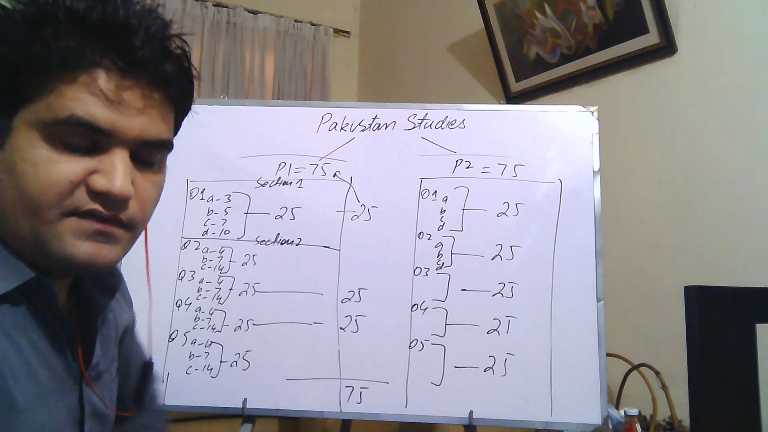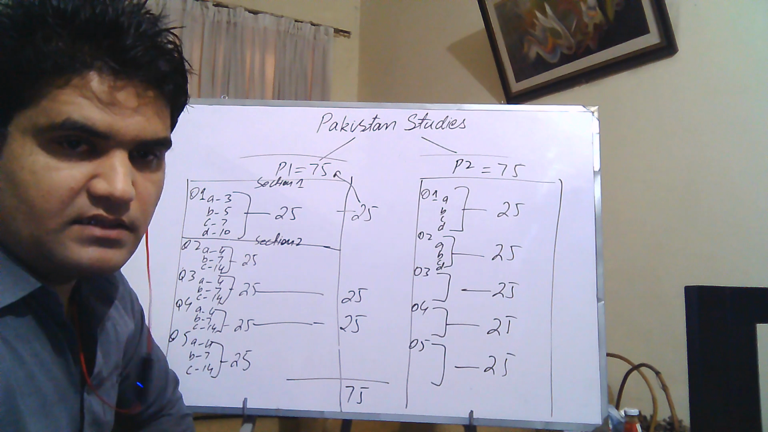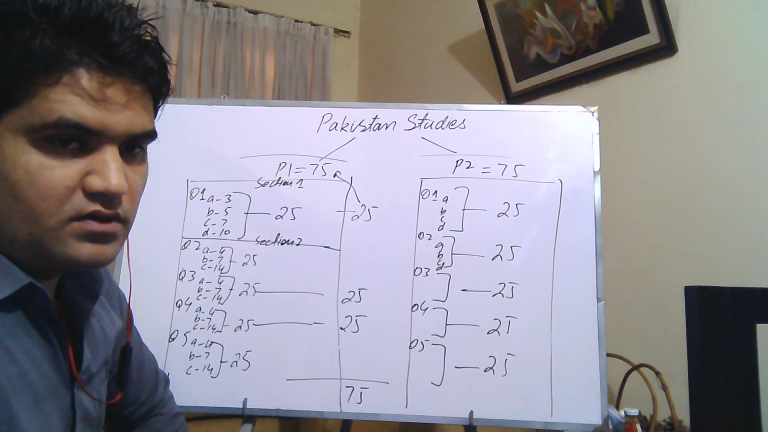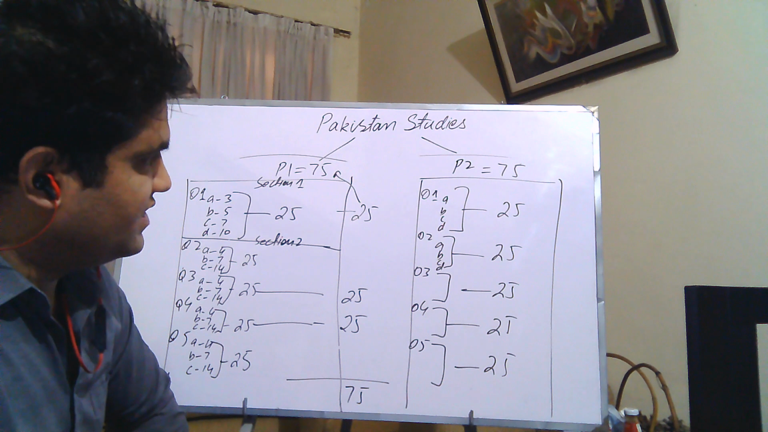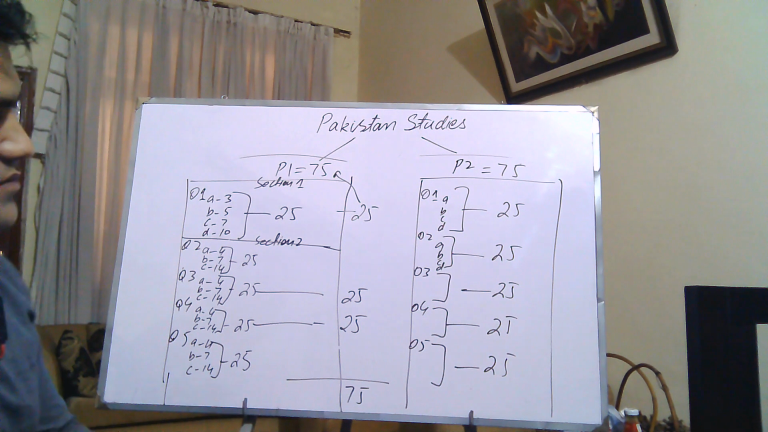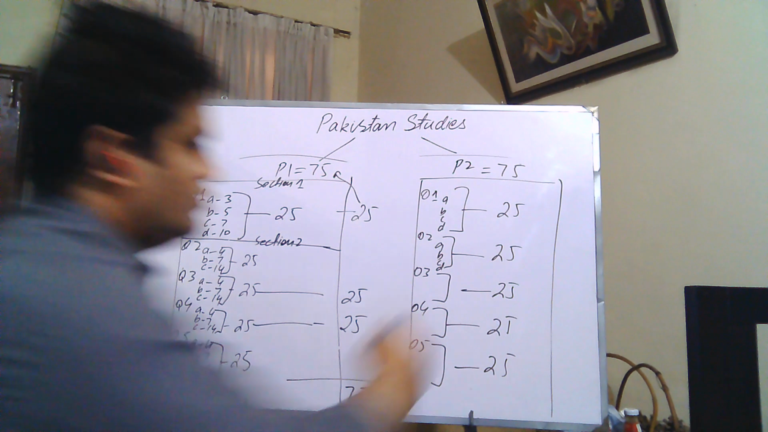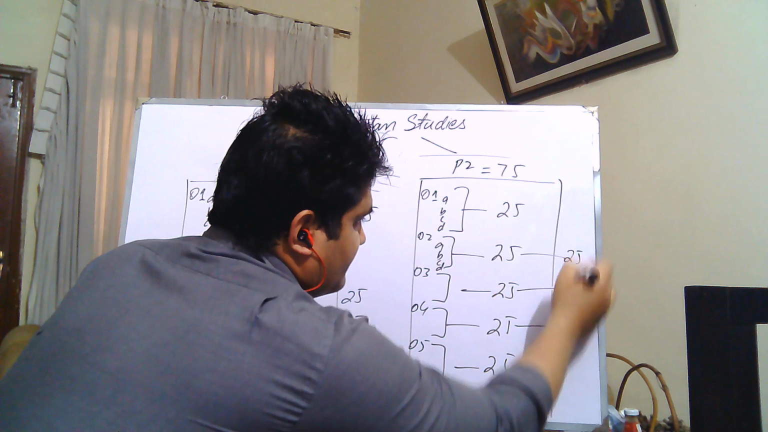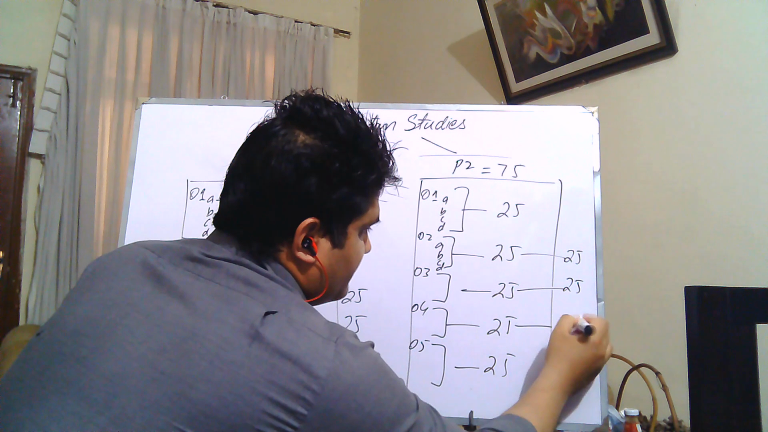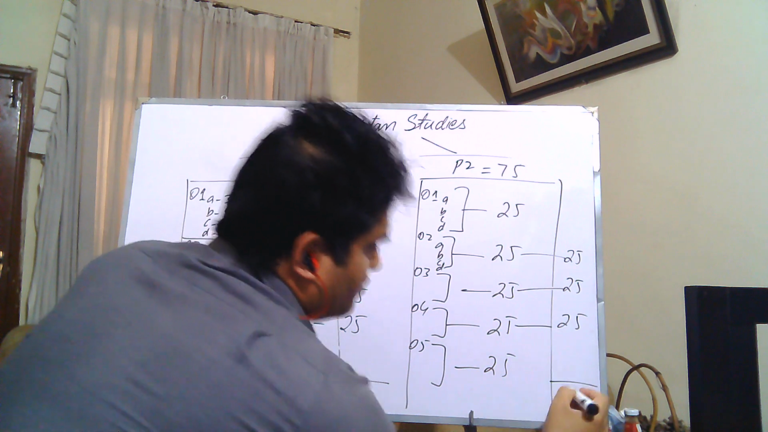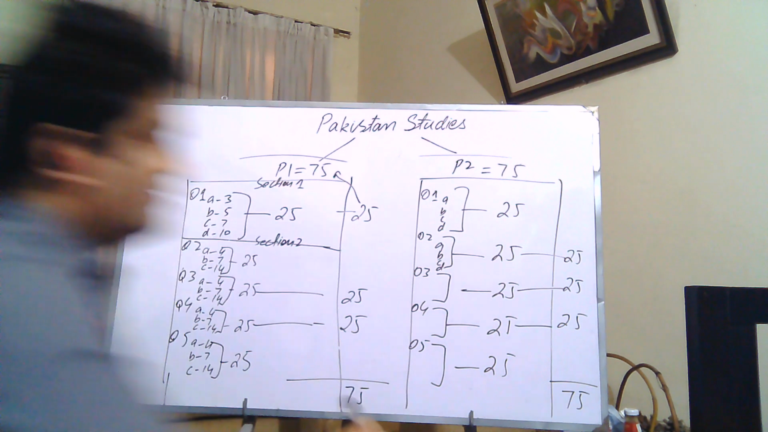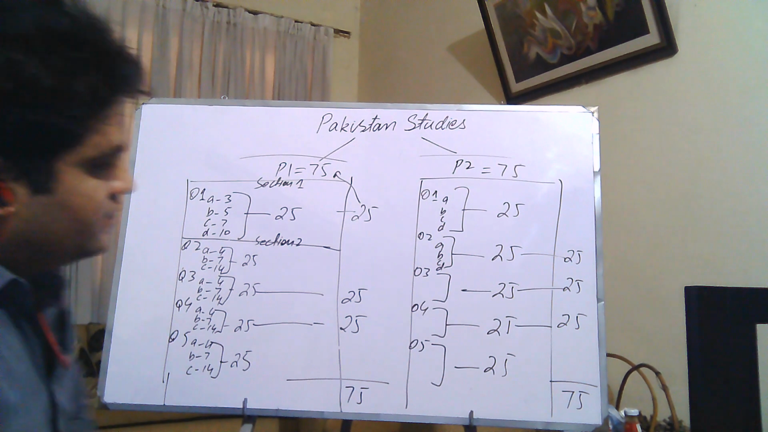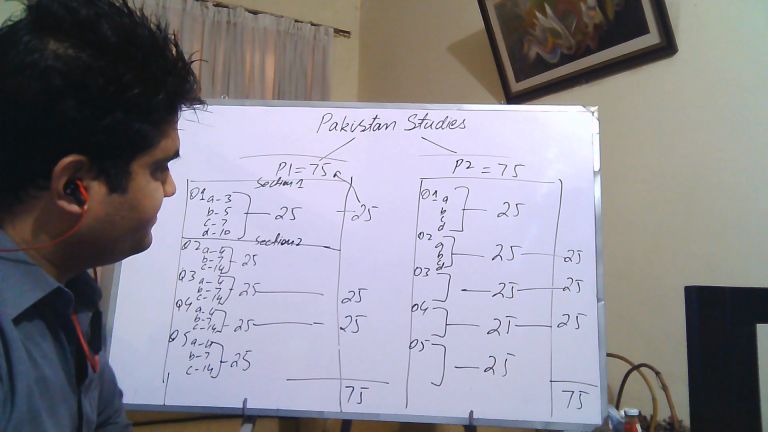The thing which is different in this paper from paper 1 is that there is no compulsory question. You can opt for any 3 questions from these 5 questions. For example, if you pick question numbers 2, 3 and 4, 25 of this question, 25 of this question and 25 of this question will make a total of 75. So this will be the layout for paper 2.